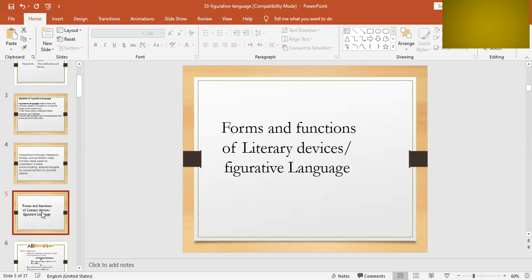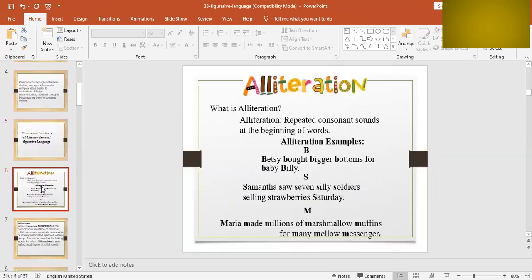Form and functions of literary devices or figurative language. Now we want to see the types, the forms, and the functions of literary devices. First of all, alliteration. What is alliteration? Alliteration is a matter of repeated consonant sounds at the beginning of words. For example, misty, boat, bigger, bottoms, for, baby, Billy.